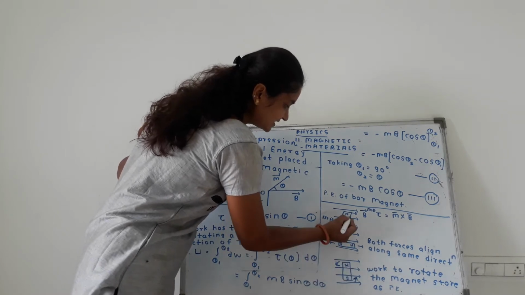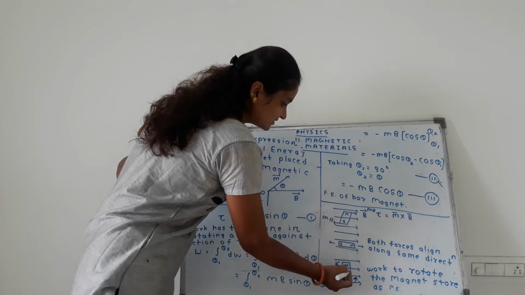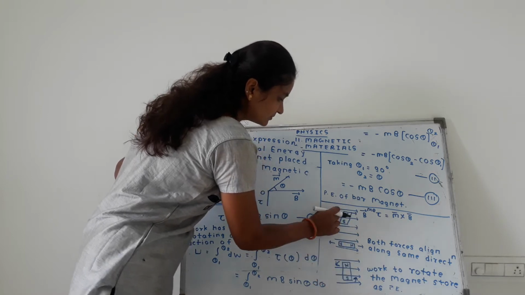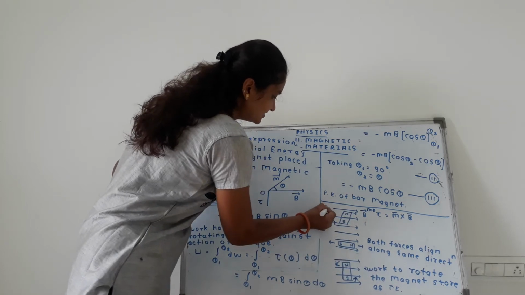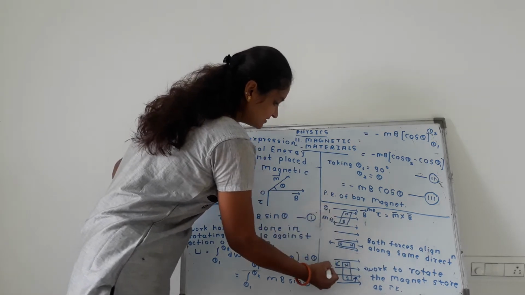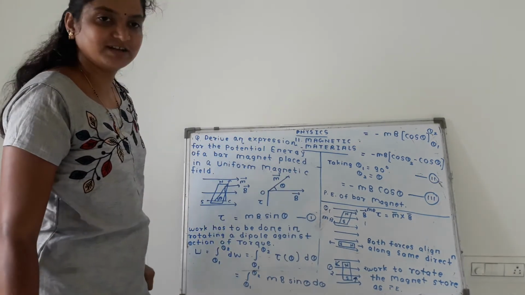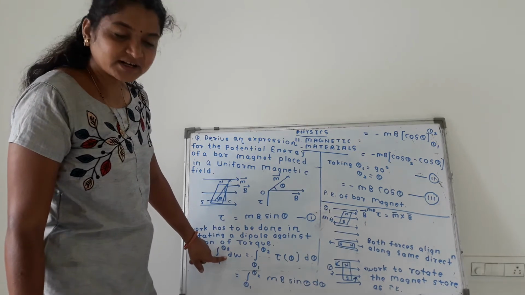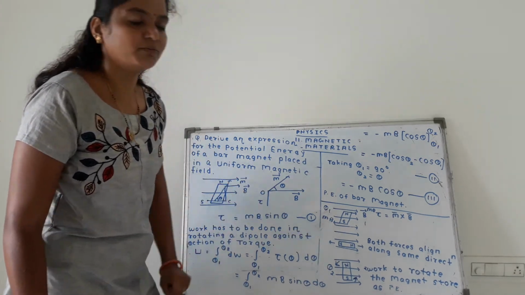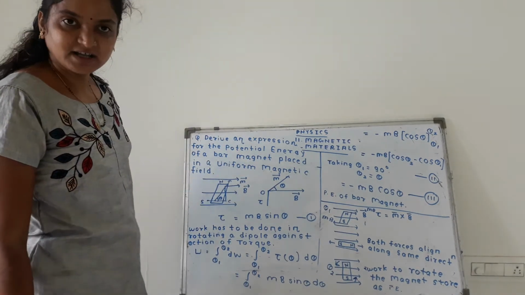If the magnet is aligned along the straight direction, we move it from the first position to the second position. If this is theta 1 and this is theta 2, this is the change in position. This is dW, the work done, which is stored in the form of potential energy of the bar magnet. Now come to the derivation.